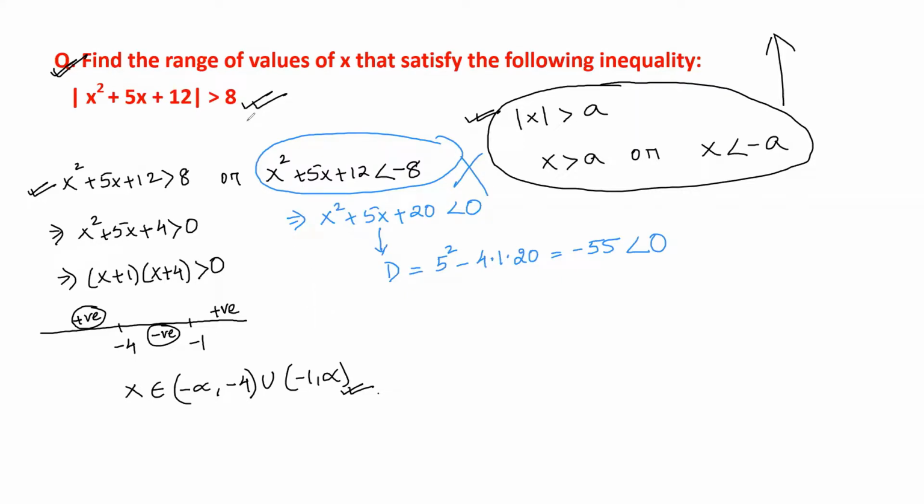So the range of values of x for which mod of x square plus 5x plus 12 would be greater than 8 would be simply x belongs to minus infinity to minus 4 union minus 1 to infinity. So for such kind of quadratic inequalities with modulus sign, we can simply use these definitions to find the range of values of x which would be satisfying the given inequality.